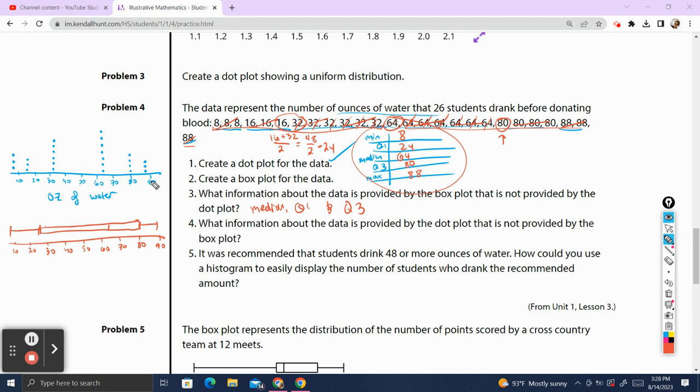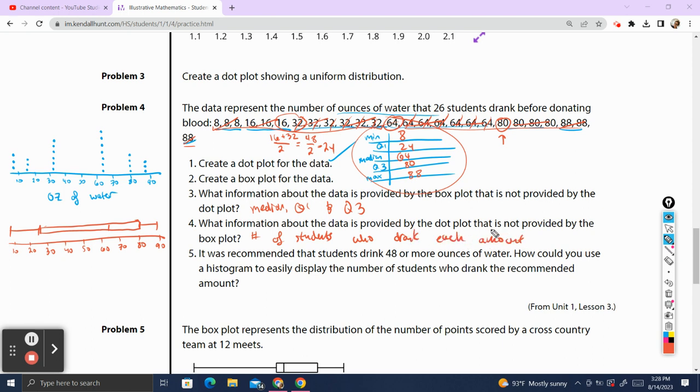What information about the data is provided by the dot plot, which is not provided by the box plot? Well, we can see how many students drank certain amounts. So in this case, number of students who drank each amount.